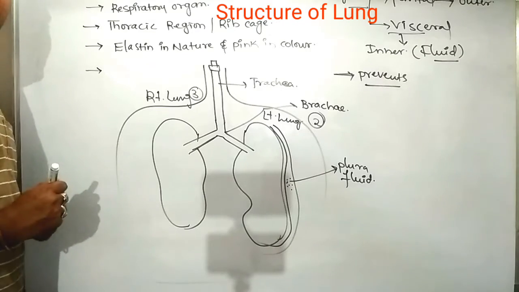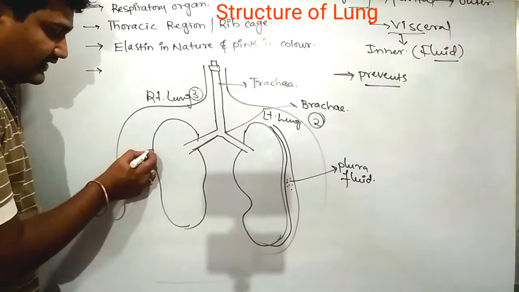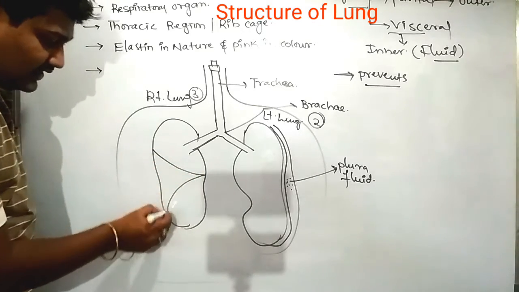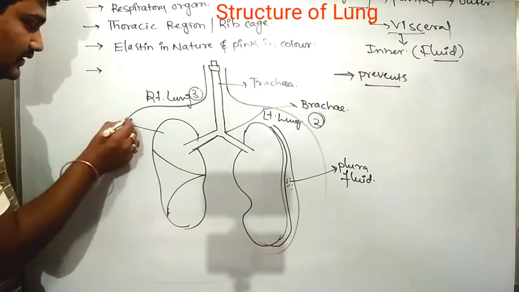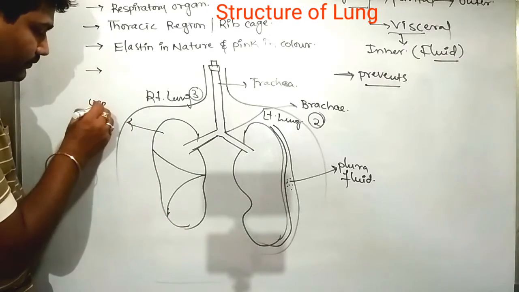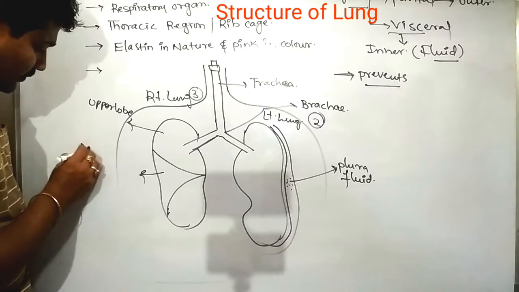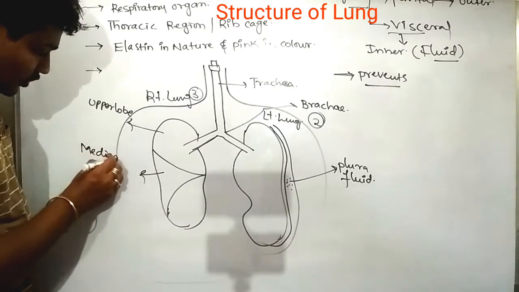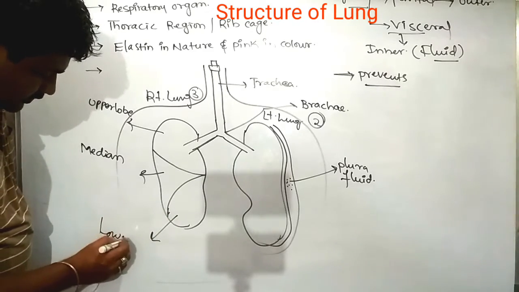Yes. So this is the information. Next one, the structure of the lung. The right lung contains 3 lobes. How many lobes are there? 3 lobes. First one is the upper lobe, the middle one is the median lobe, and the last one is the lower lobe.